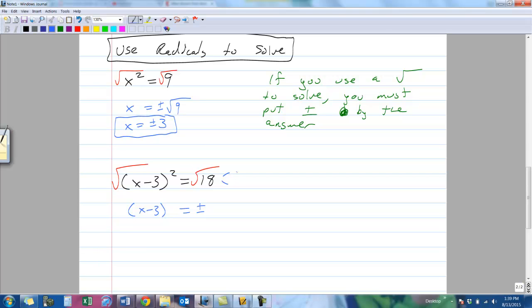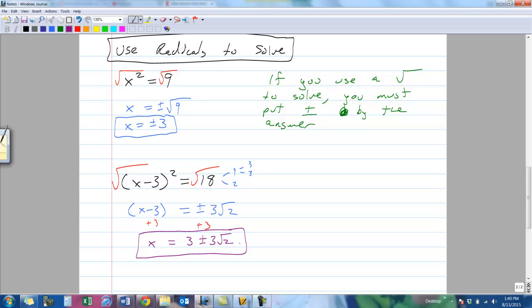Now 18, we make a tree, we get 9 and 2, 3 and 3, and we get 3 root 2. Alright, but now I don't care about what x minus 3 is, I want to know what x is. So we're going to add 3 to both sides. And what we got here is x equals. Now, are these like terms? Can I add them? No. 3 root 2 is different than just a regular 3, so our answer is going to be 3 plus or minus 3 root 2.